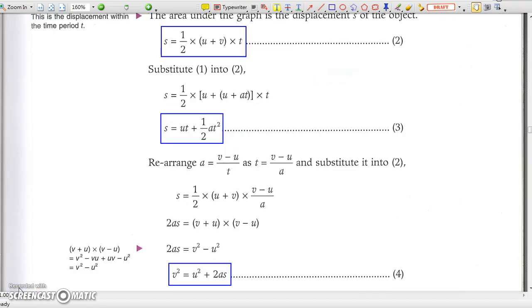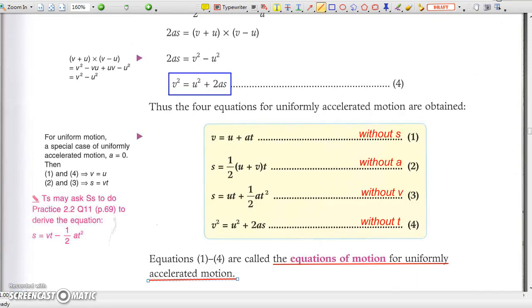When we combine equation 1 and 2 and eliminate the final velocity v, then it gives s equals ut plus half at squared, which is equation 3. If we combine equation 1 and 2 and eliminate the time taken t, it gives 2as equals v squared minus u squared. These four equations apply to all uniformly accelerated motion as represented by figure 2.2b.